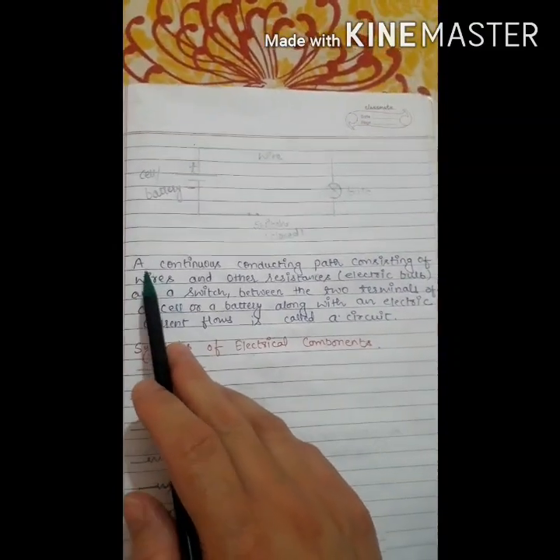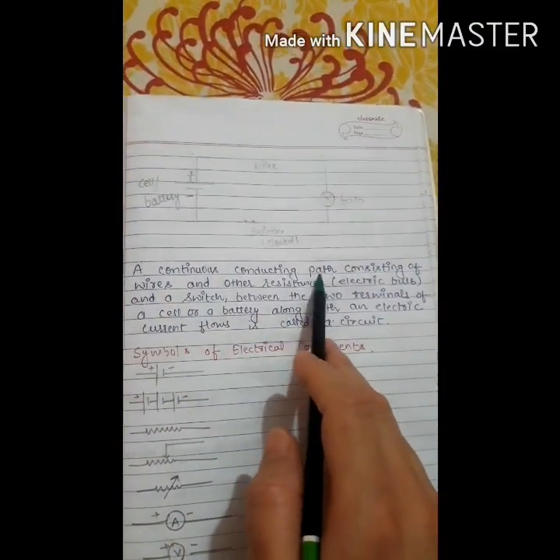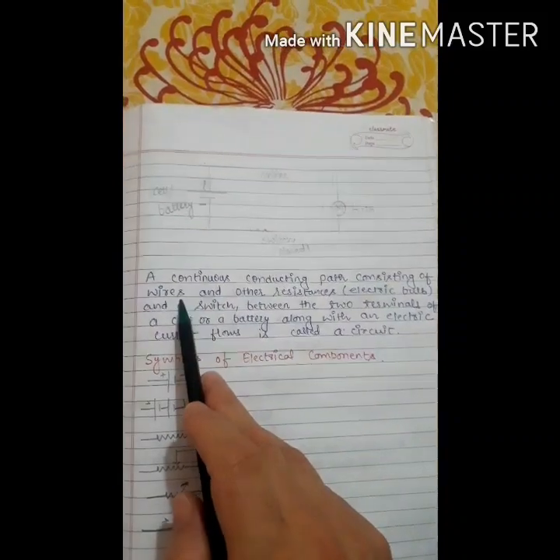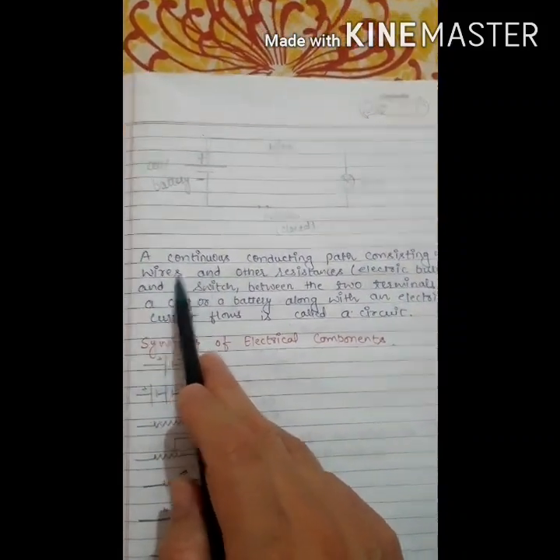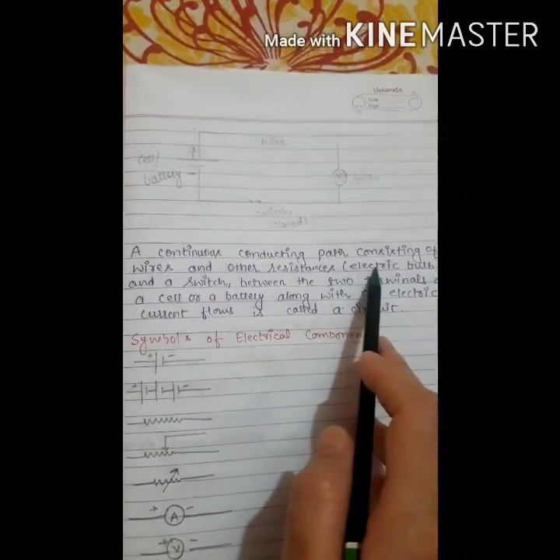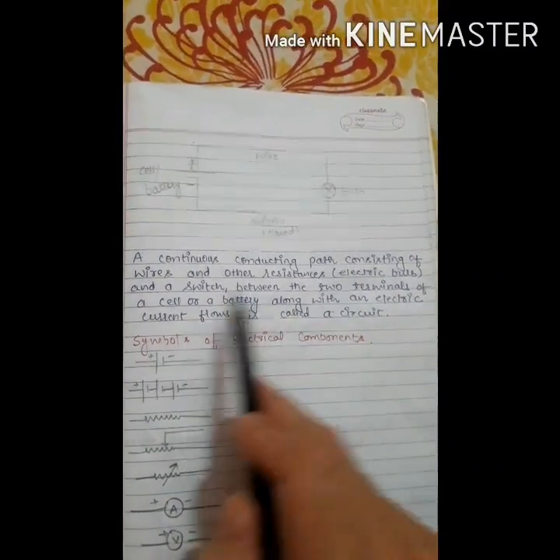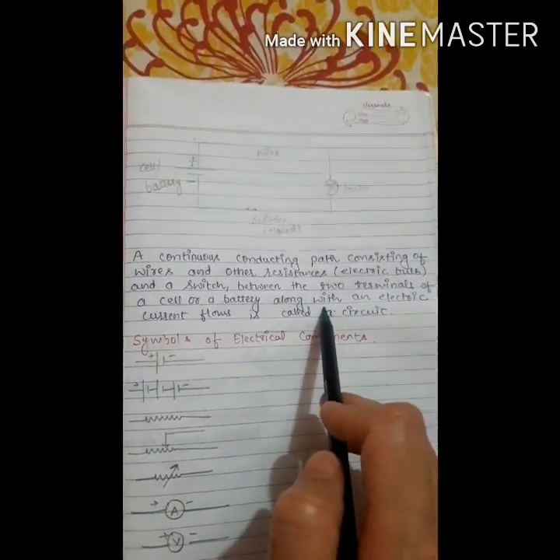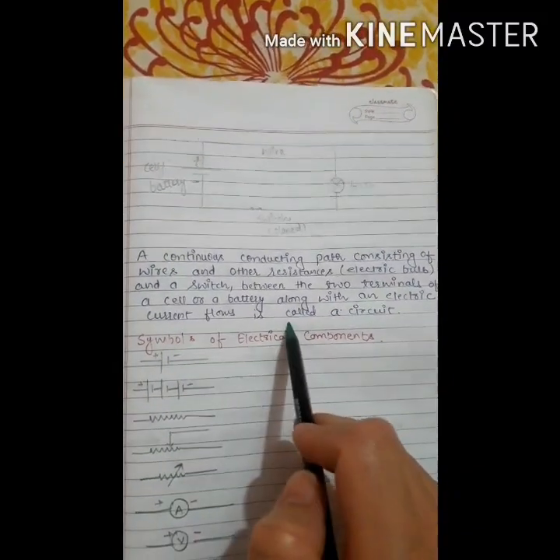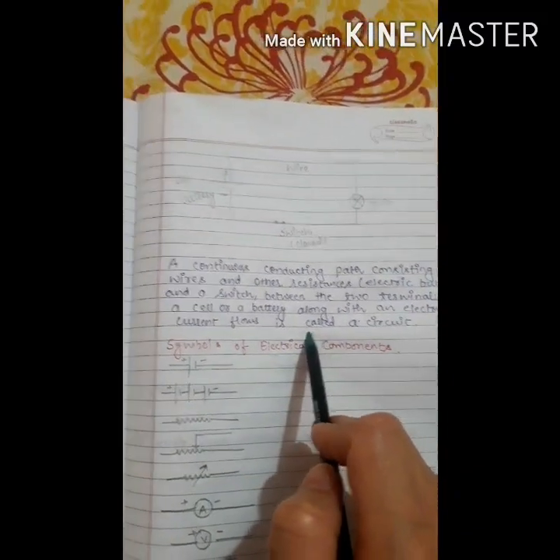So electric circuit is a continuous conducting path consisting of wires, means conducting wire, other resistances like electric bulb, switches between the two terminals of a cell or a battery along which an electric current flows is called a circuit.